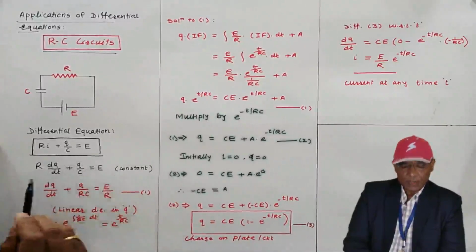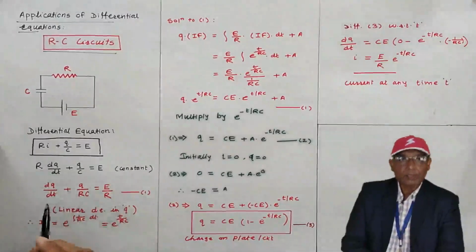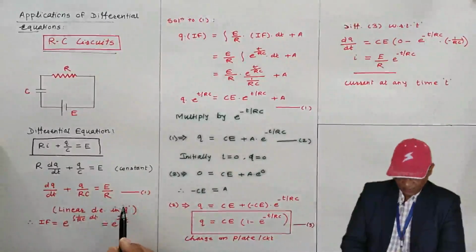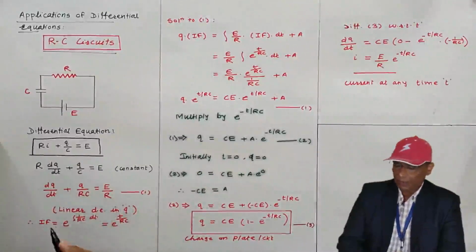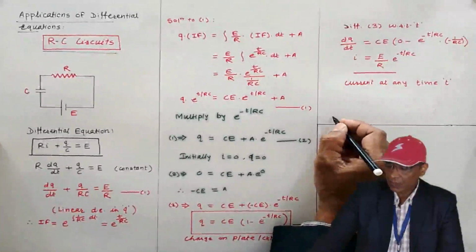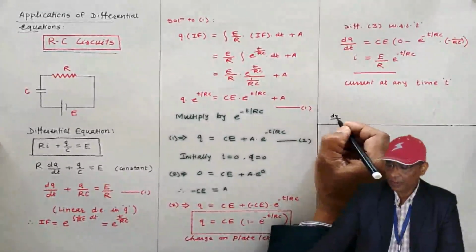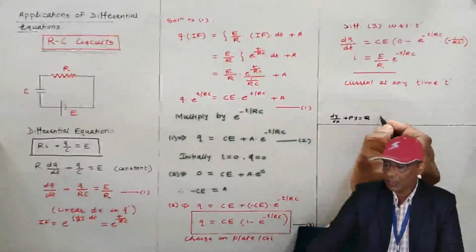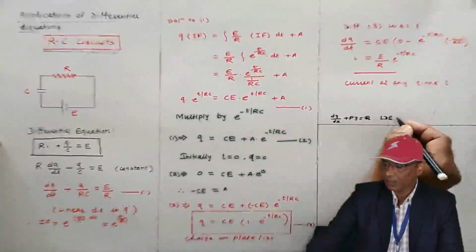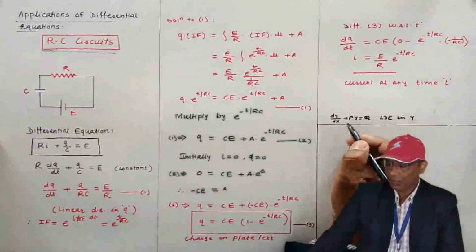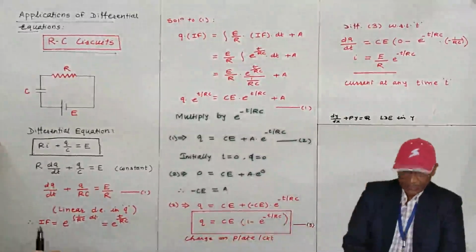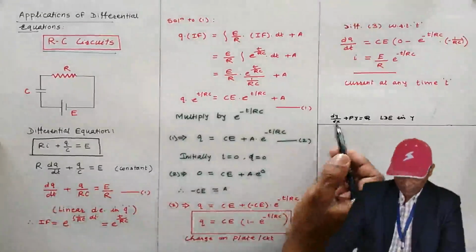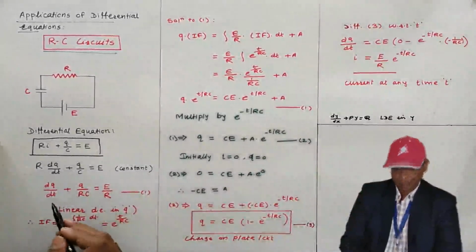Then divide this equation by R. Then this is a linear differential equation in Q, and once it is a linear differential equation in Q, we can find the integrating factor. The linear differential equation is of the form dy by dx plus py equals q, a linear differential equation in y, where p and q are functions of x or constants. Here it is the same thing, a linear differential equation in Q, only y is replaced by Q and x is replaced by t.